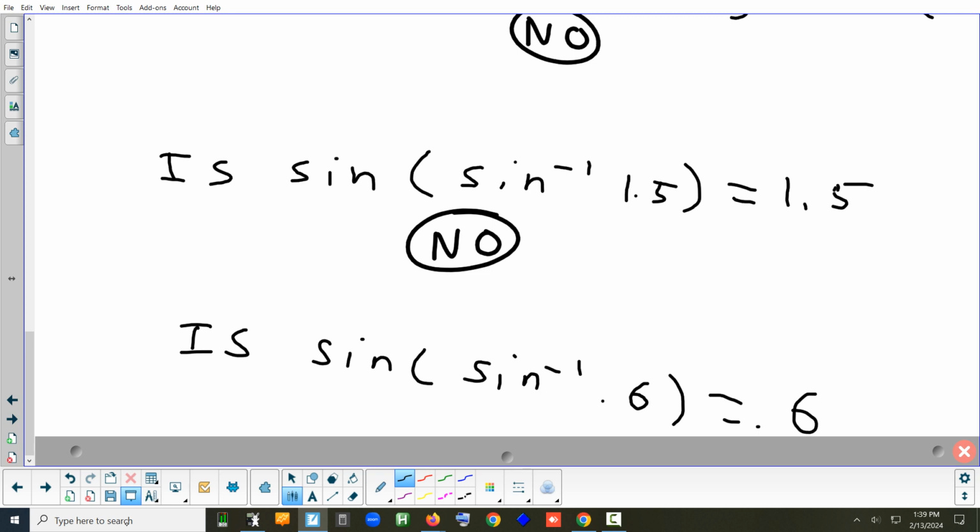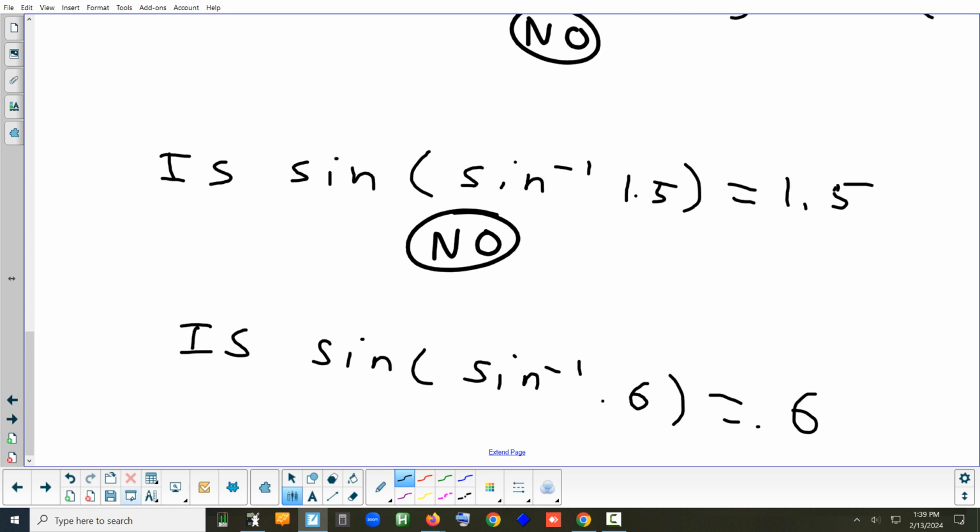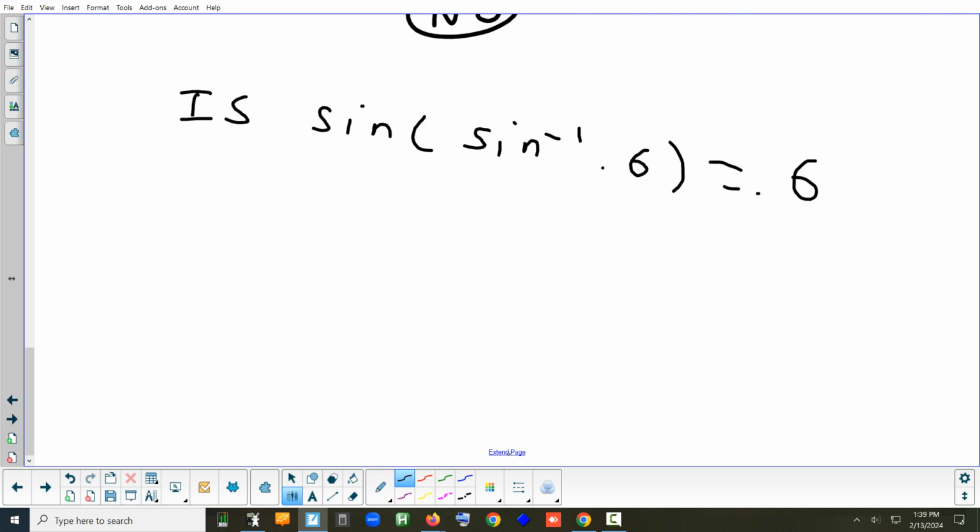How about the sine of the inverse sine of 0.6? Will that equal 0.6? Yes, because it's between -1 and 1.